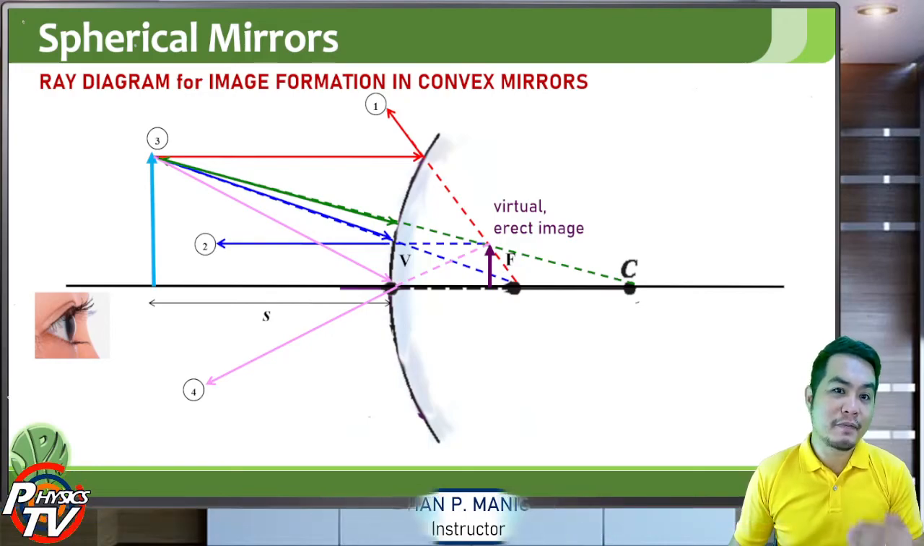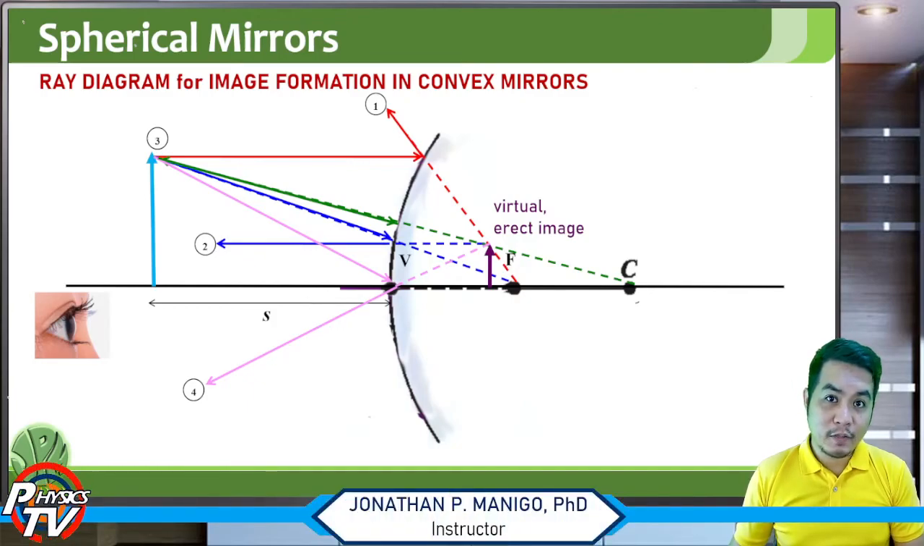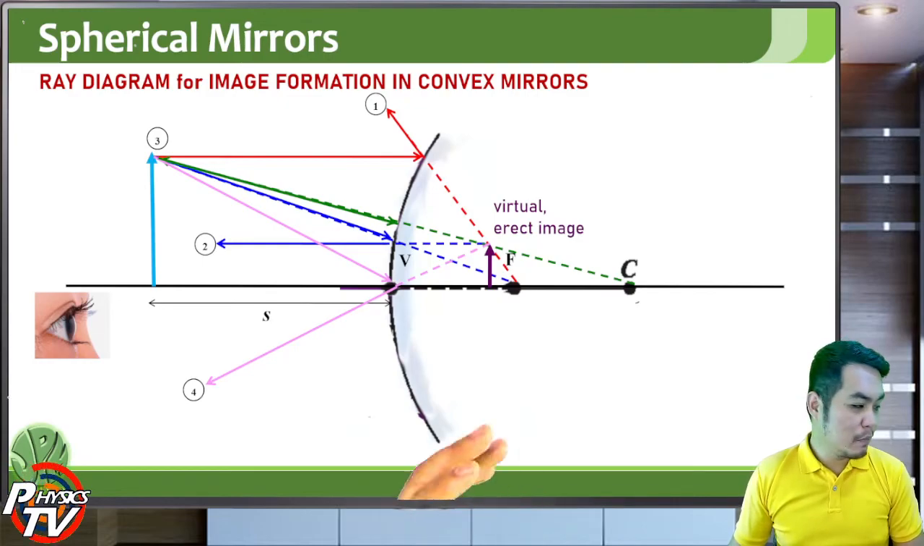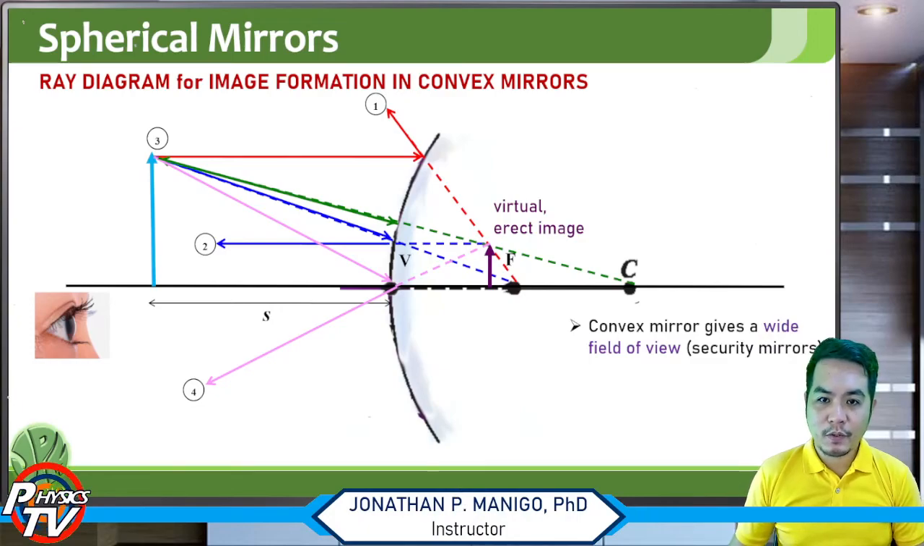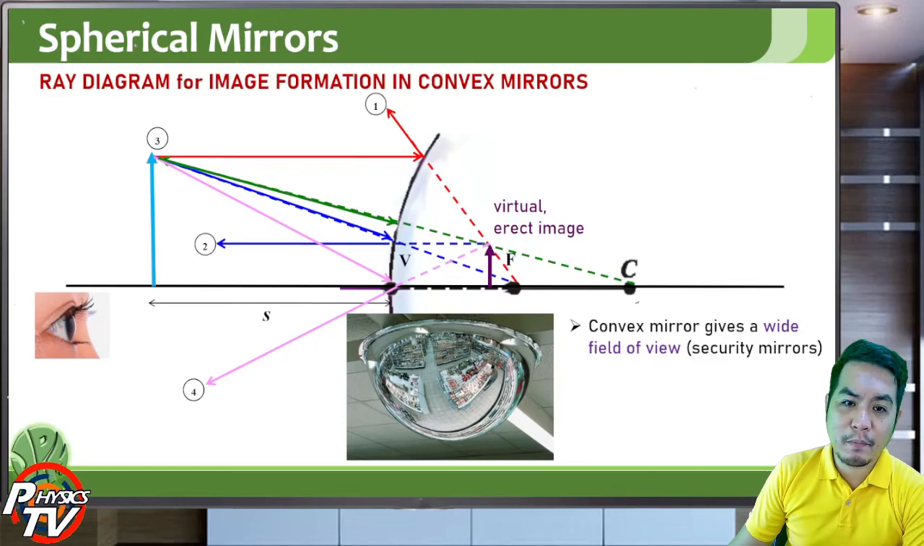It will be demagnified. So if you have an object in front of a convex mirror, it will always be smaller. It's virtual, it's erect, the same orientation as the object, but it will be smaller. So that's for diverging mirrors. A convex mirror actually gives you a wide field of view. That's why most convex mirrors are used as security mirrors.